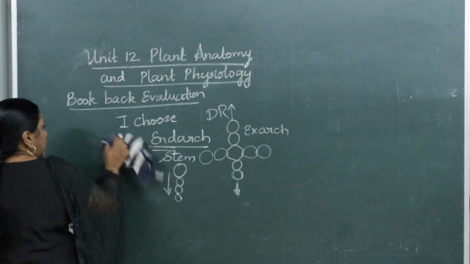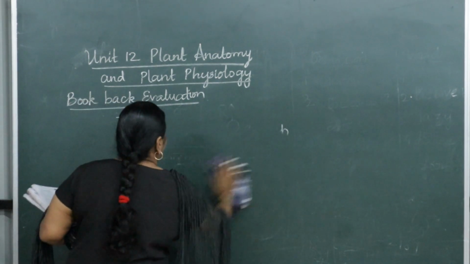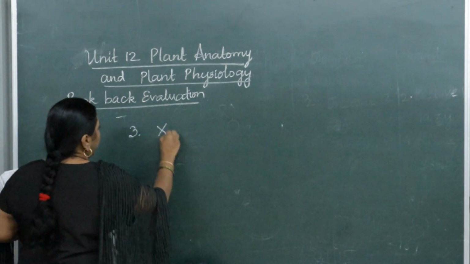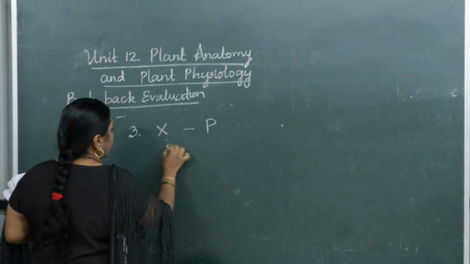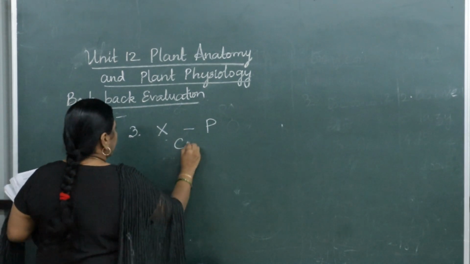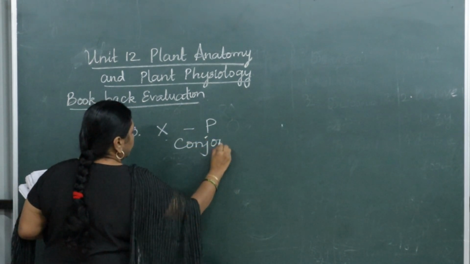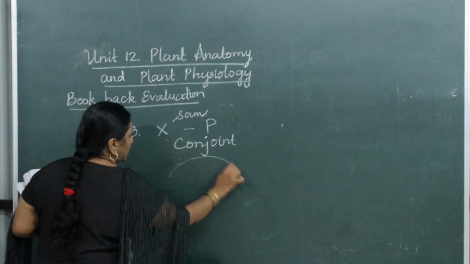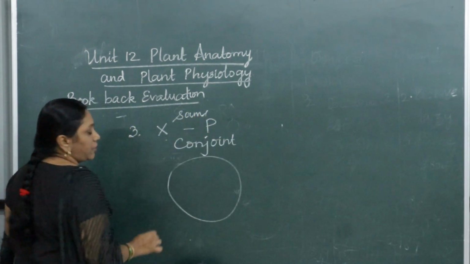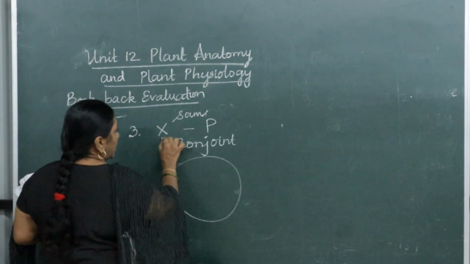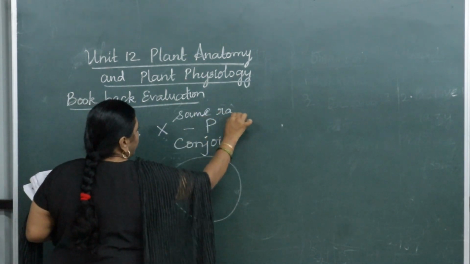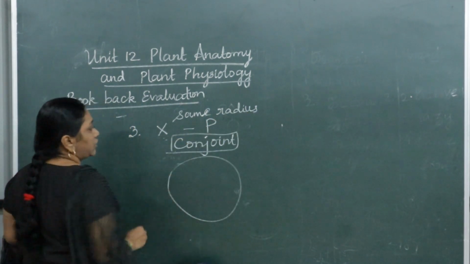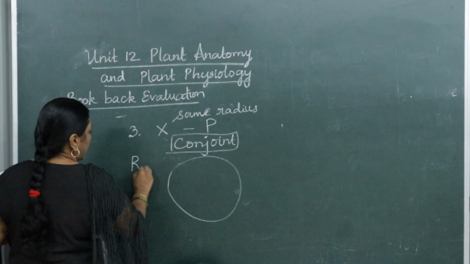And third, choose the correct answer. When xylem and phloem are arranged side by side on the same radius, we call that condition conjoint. You know that xylem and phloem are arranged in the form of a circle. When they are arranged on the same radius, we call this arrangement conjoint. When they are on different radii, it is called radial, you must know.